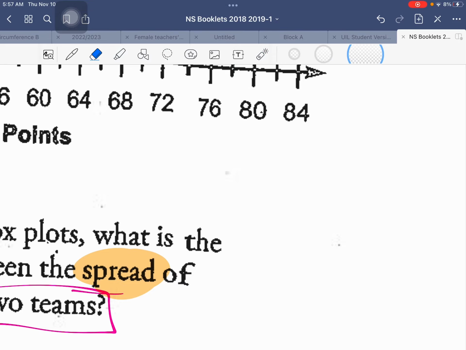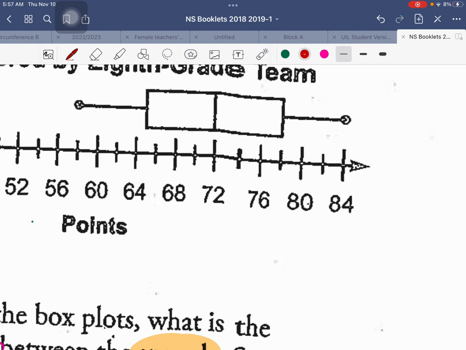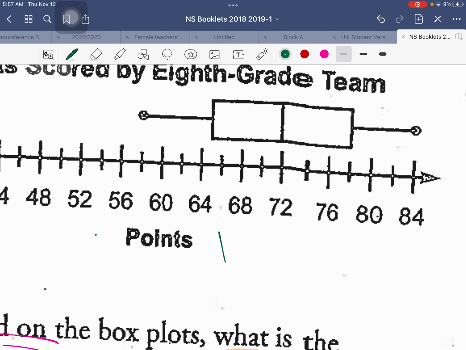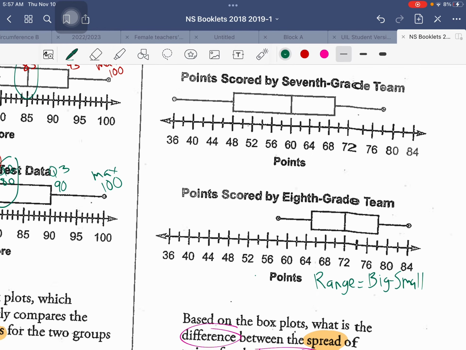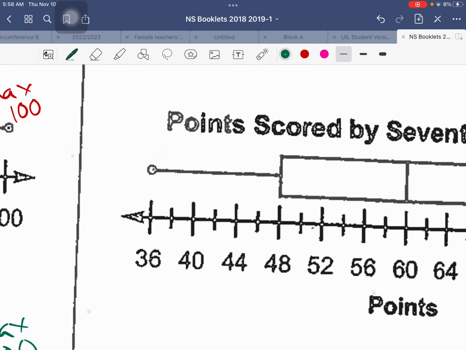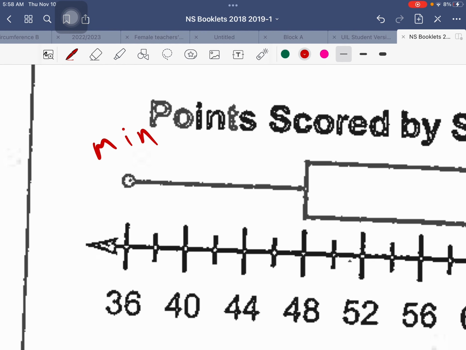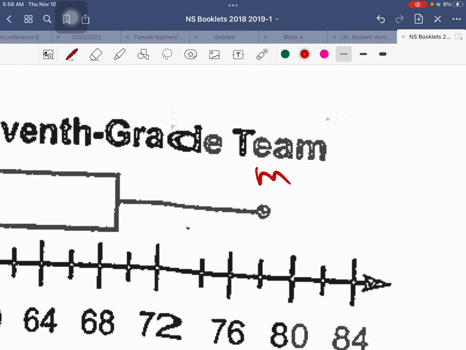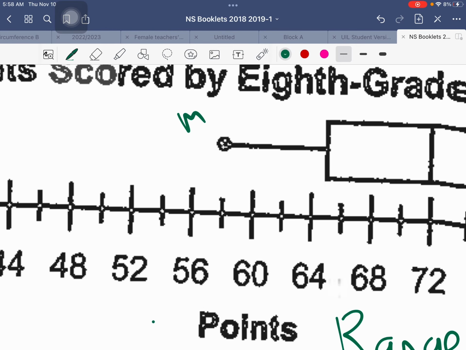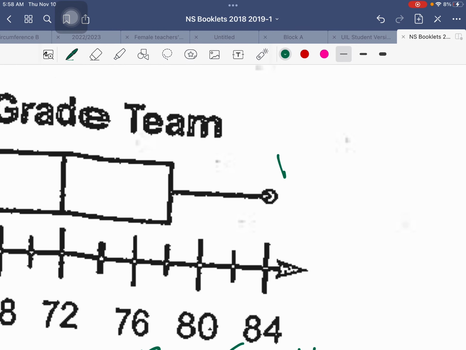That would mean that spread is another word or a synonym of range. Now, what's range? Range is the big number minus the small number. So let's check what the big number is and the small number is for each one of these. So I have min and max. I have the min over here, all the way over here, and the max.